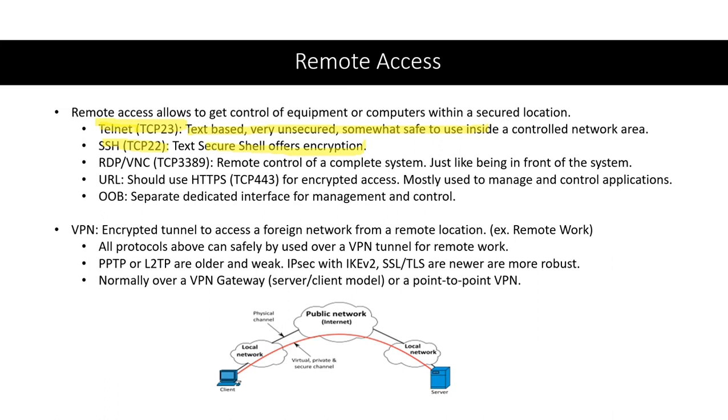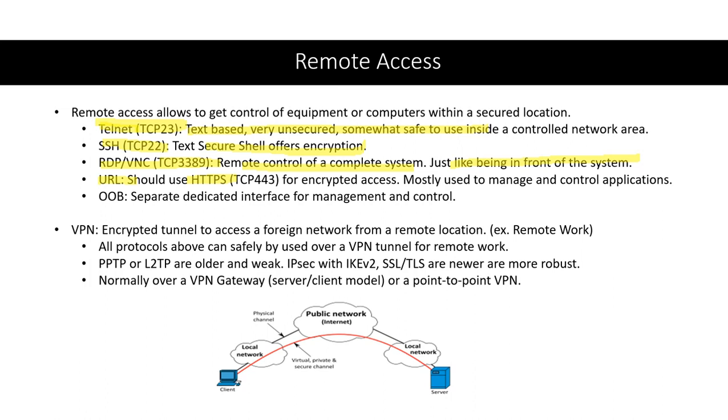So your traffic cannot be decrypted or seen by anybody else. Some of the protocols which actually run also encrypted are RDP or VNC. RDP uses TCP/3389. That's for remote control of some systems, and mostly Windows uses RDP. Linux will use VNC. It will make you feel like you're just in front of the machine. Some systems will also have remote access for a URL.